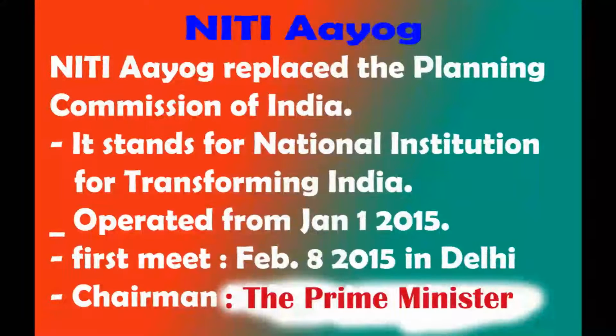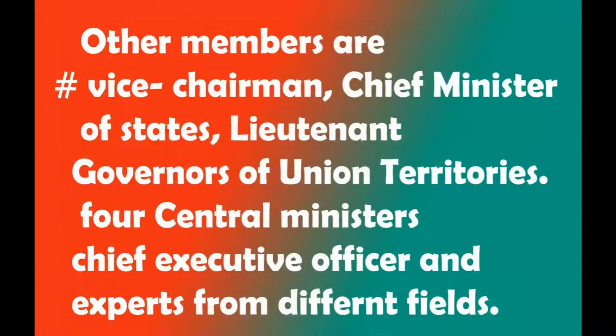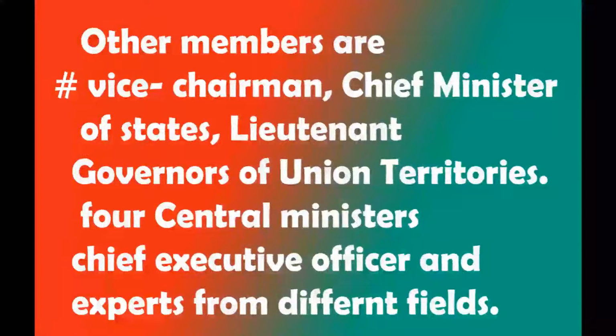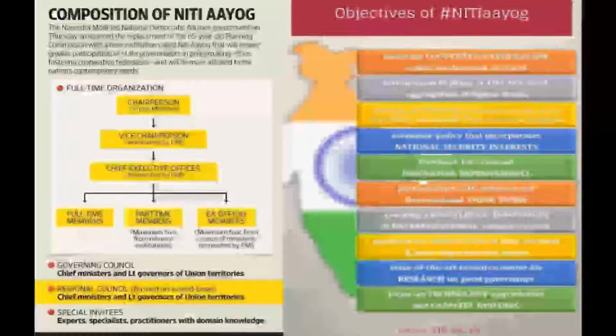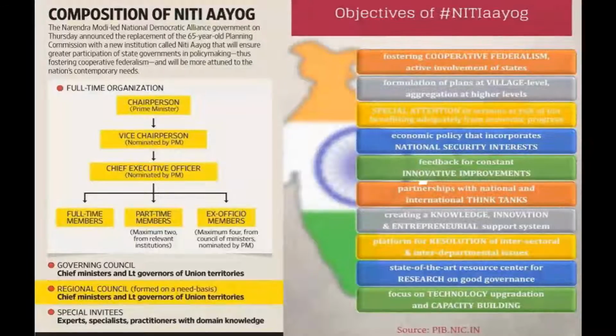Niti Aayog. Niti Aayog replaced the Planning Commission of India. It stands for National Institution for Transforming India. It operated from 1st January 2015. First meeting: 8 February 2015 in Delhi. Chairman: the Prime Minister. Other members are the Vice Chairman, Chief Ministers of States, Lieutenant Governors of Union Territories, 4 Central Ministers, Chief Executive Officer, and experts from different fields. Composition of Niti Aayog and its objectives.